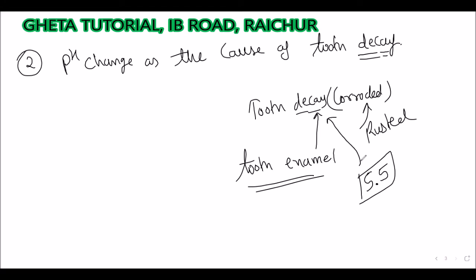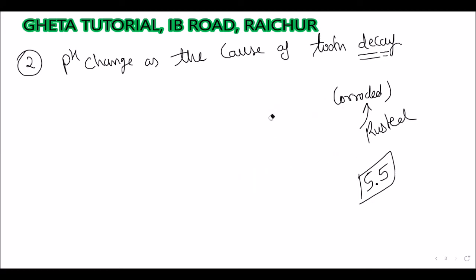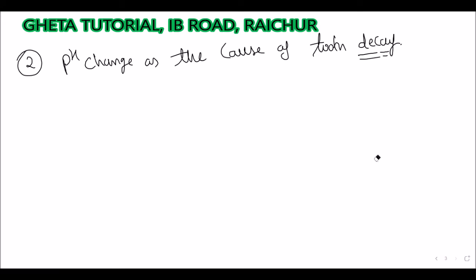Tooth decay is nothing but the corrosion of the tooth enamel. You know that tooth enamel is one of the hardest substances in our body. It is made up of what? Calcium phosphate.